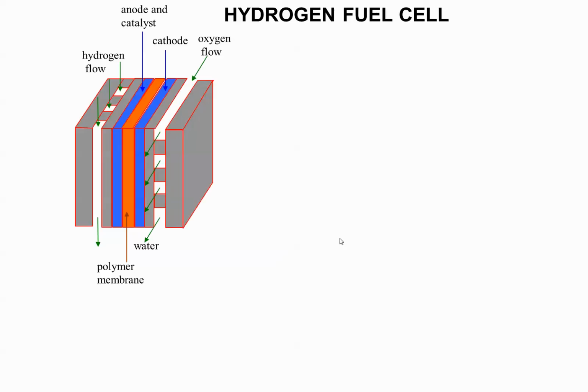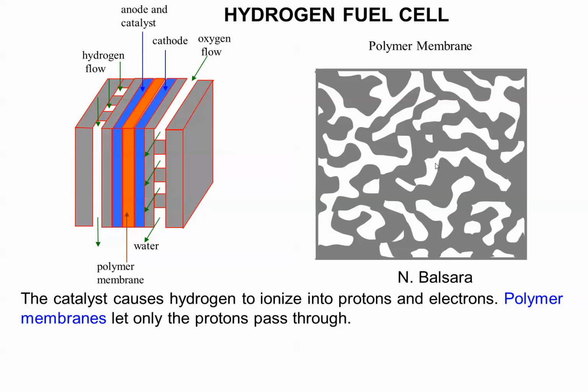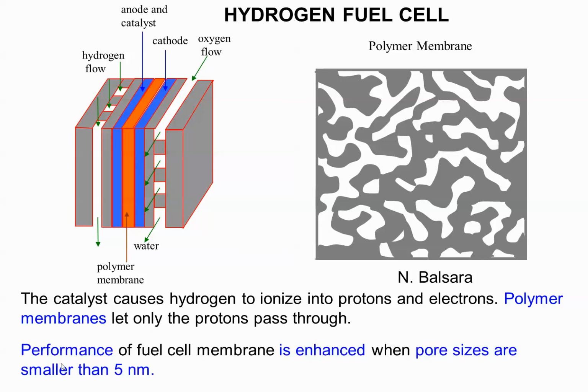Hydrogen fuel cell, again with small angle neutron scattering, determined the structure of polymer membrane. Polymer membranes let only the protons pass through, and it was found that the performance of the polymer membrane is enhanced when pore size is smaller than 5 nanometer. Well, one can control these pore sizes, and therefore enhance the performance of fuel cells.